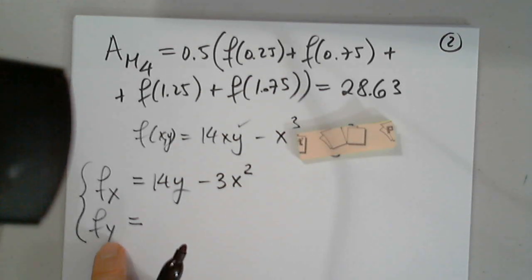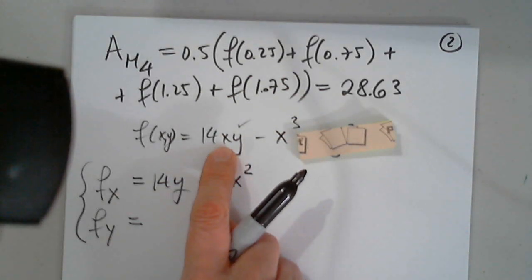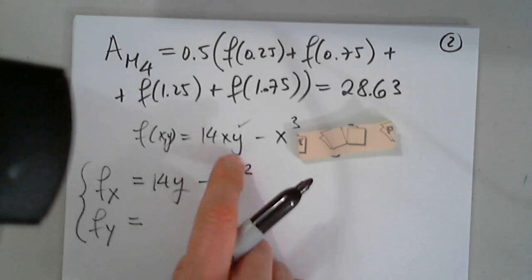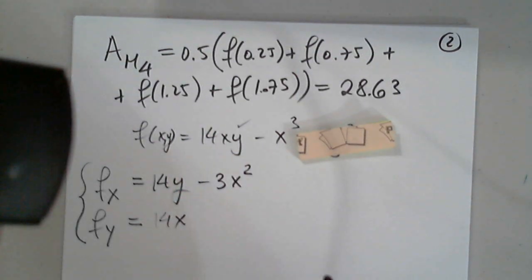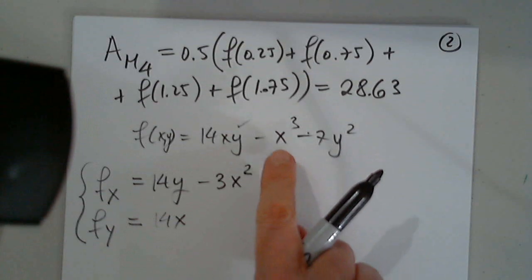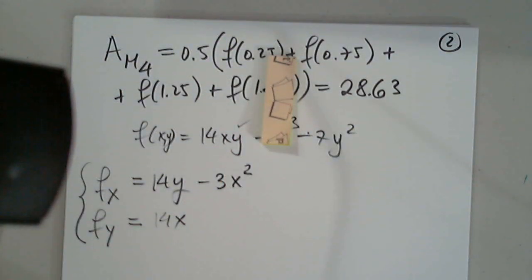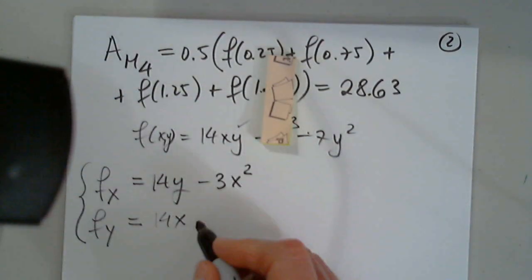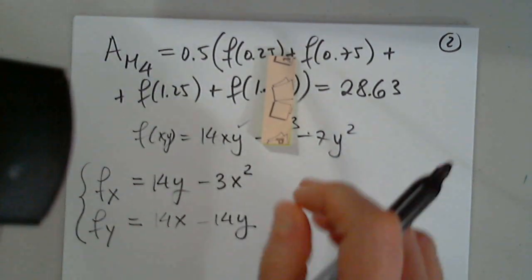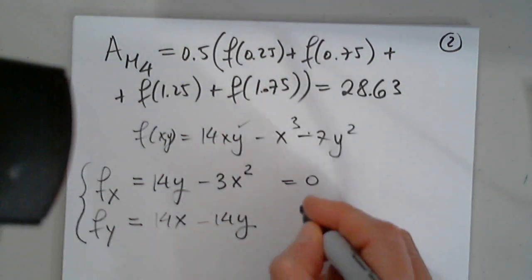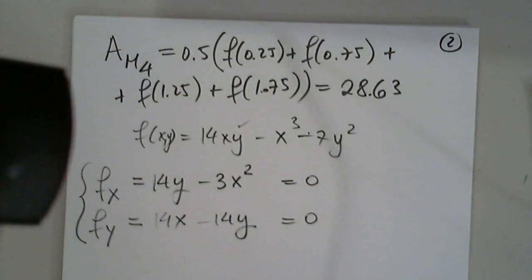Now I differentiate with respect to y and I consider x constant. So when I differentiate this with respect to y, I have 14x. Now when I differentiate this with respect to y, this is gone. It doesn't have y, it's a constant, I'm differentiating, I get 0. This is negative 14y. And they have to be set equal to 0. Is this okay so far? Anyone?